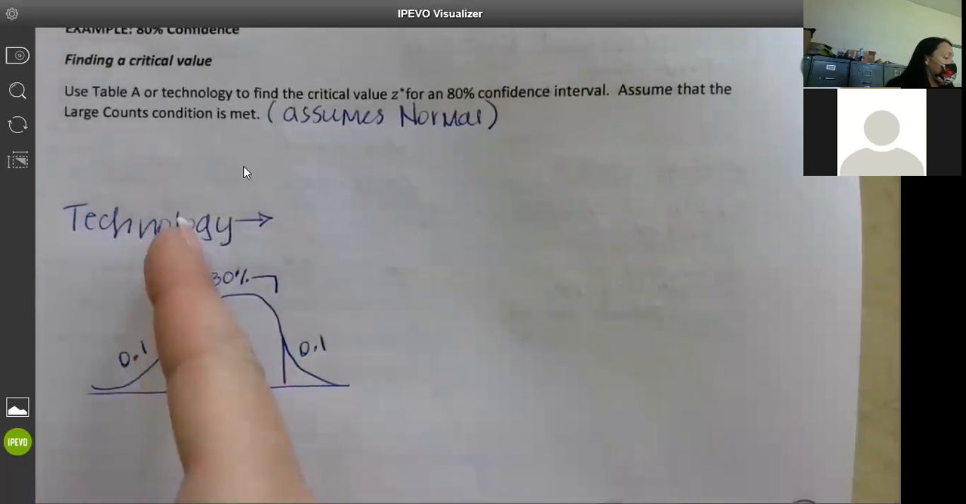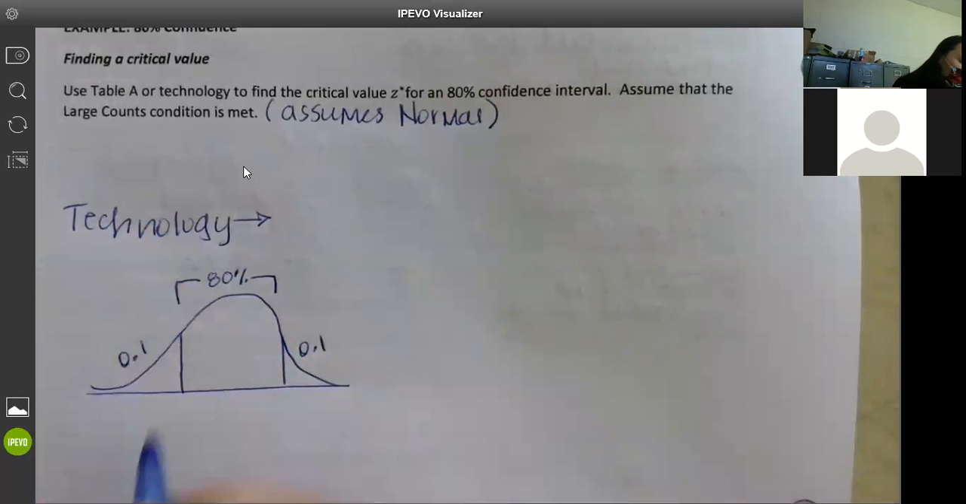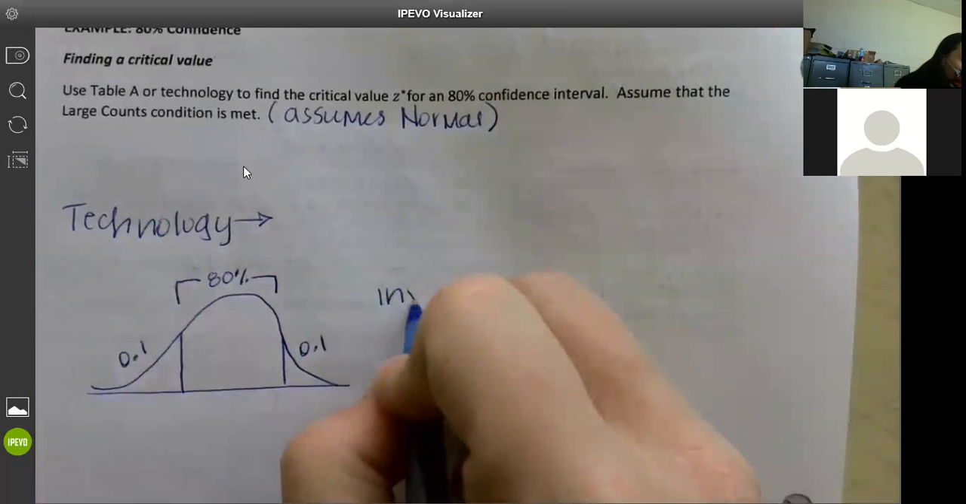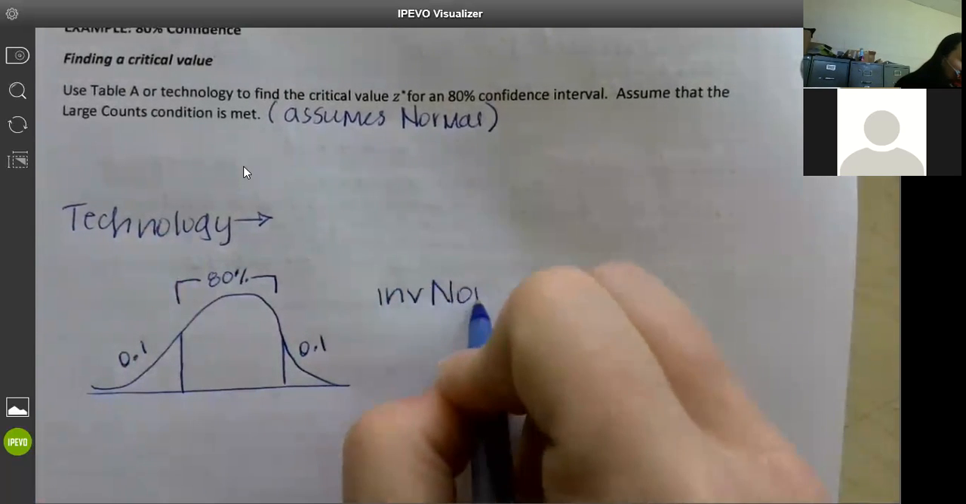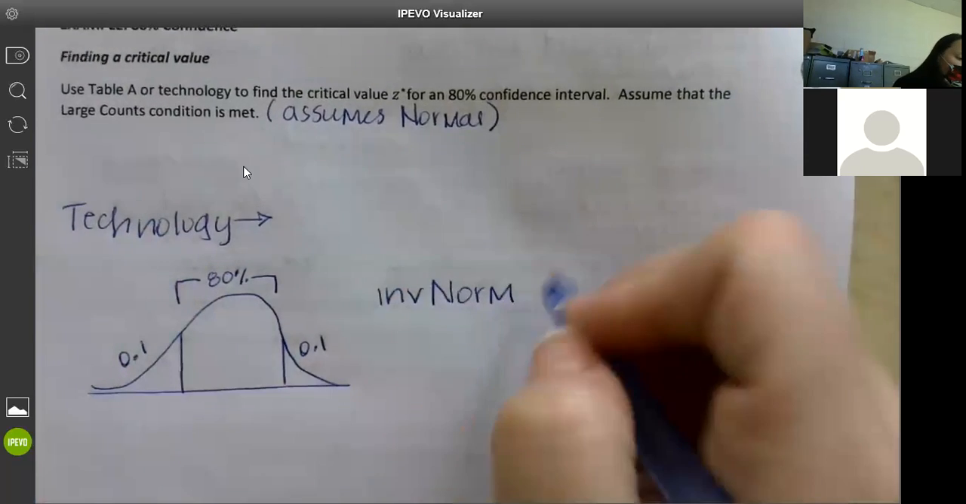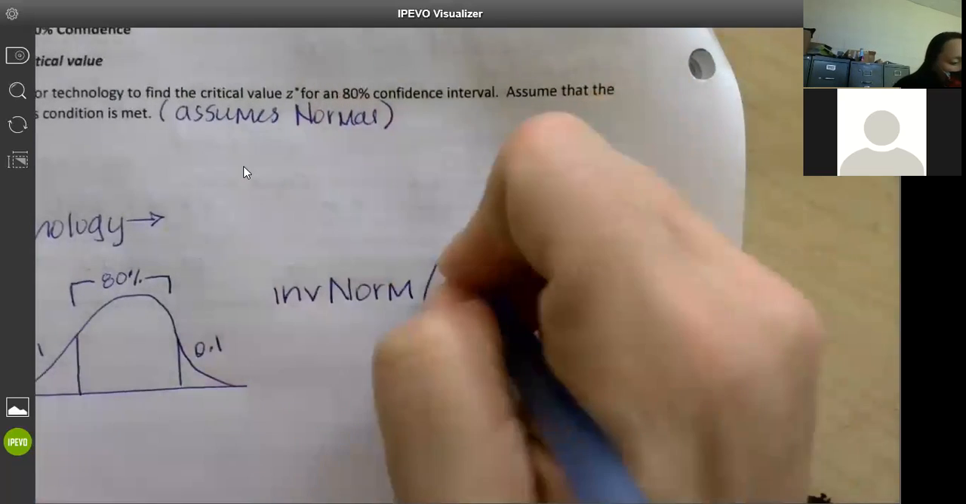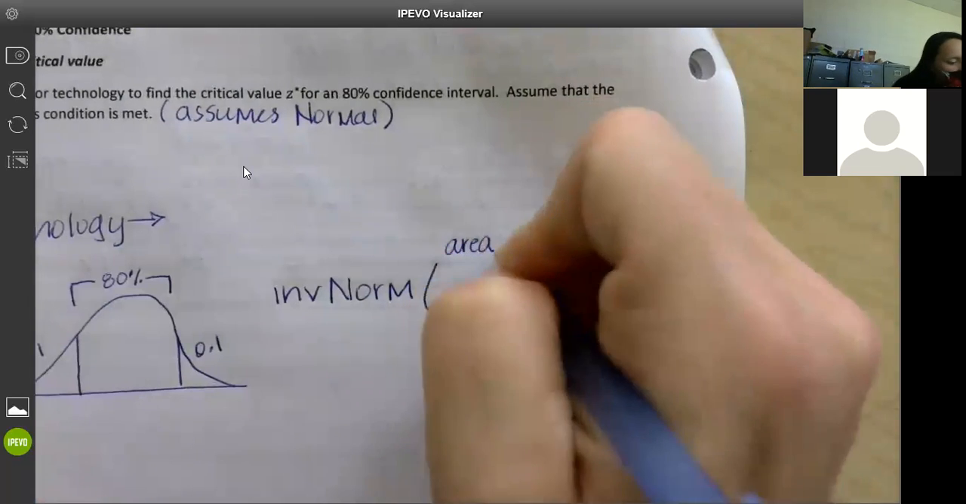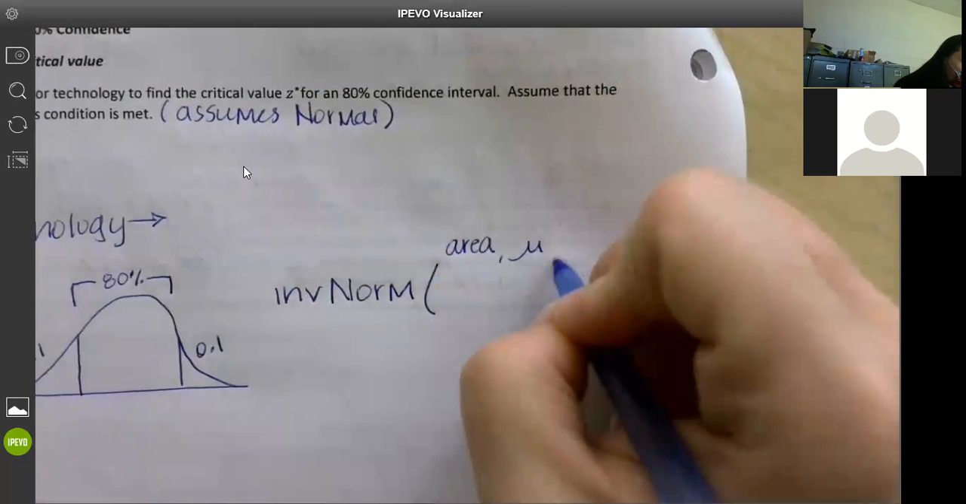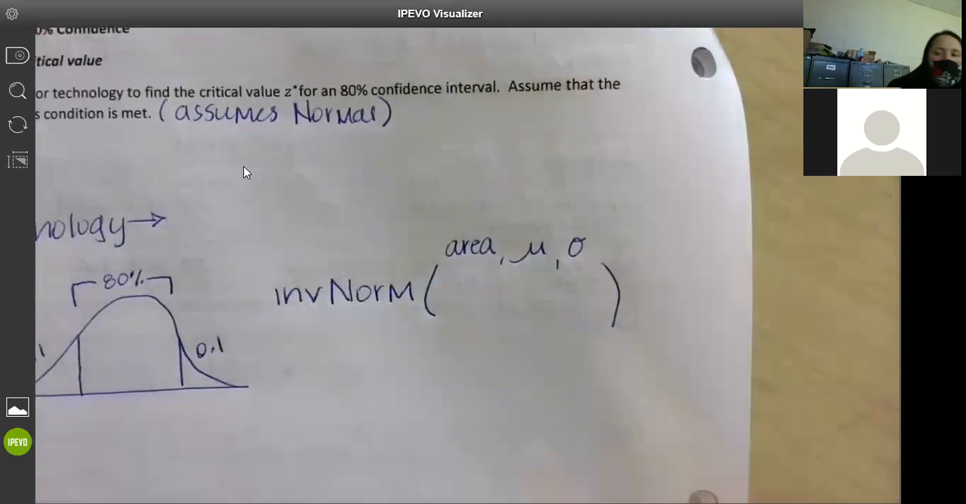You got it? So remember, to figure this out, we do inverse norm. Make sure you write everything down. It's going to ask you for the area, the mean, and the standard deviation.